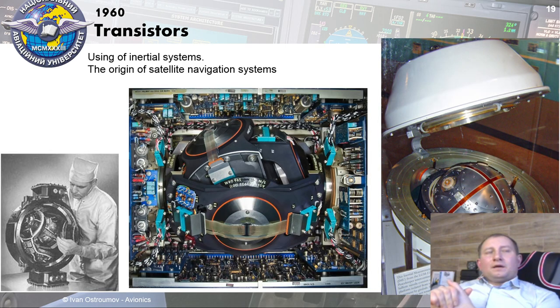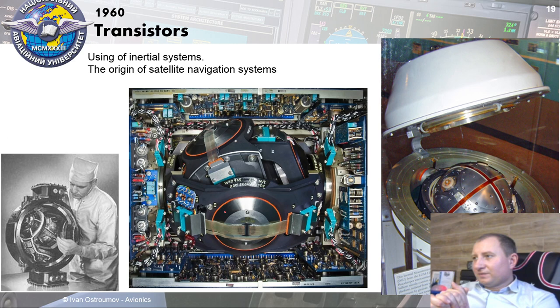1960. It is also quite a tricky time, because during that time the transistor was invented, and it stimulated a huge leap in all electronic devices. Before the transistor, there were only vacuum bulbs, which are quite heavy and require a lot of size and a lot of power.